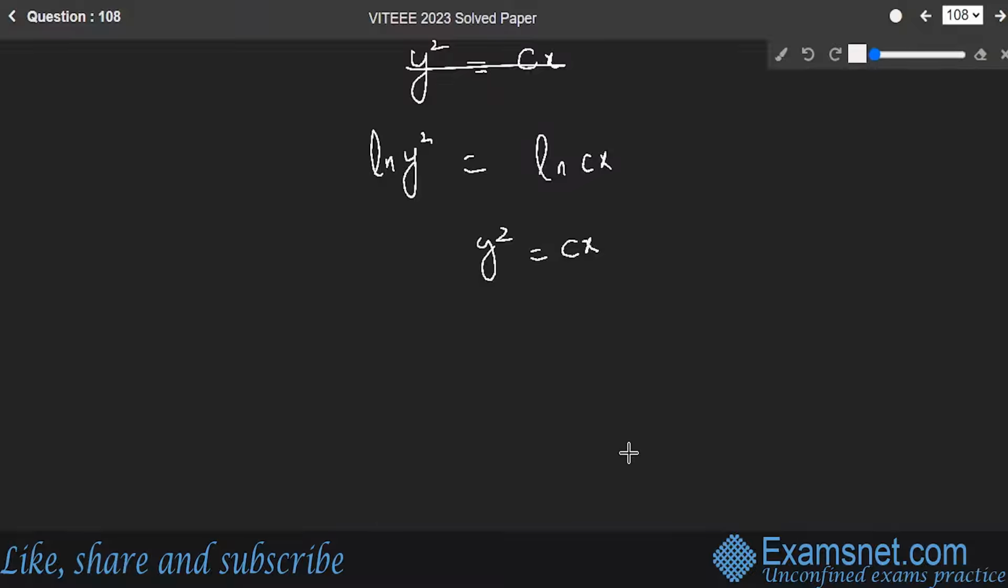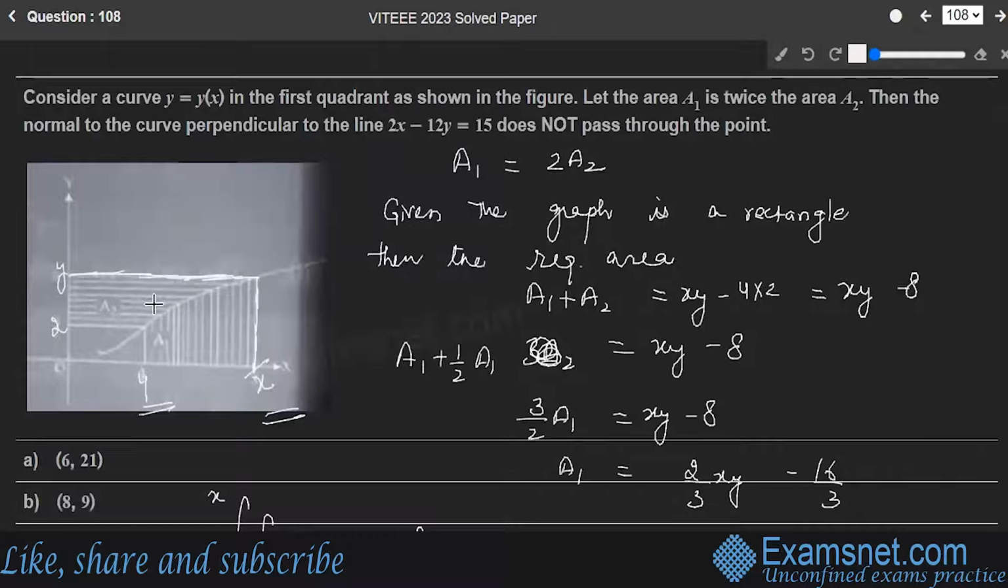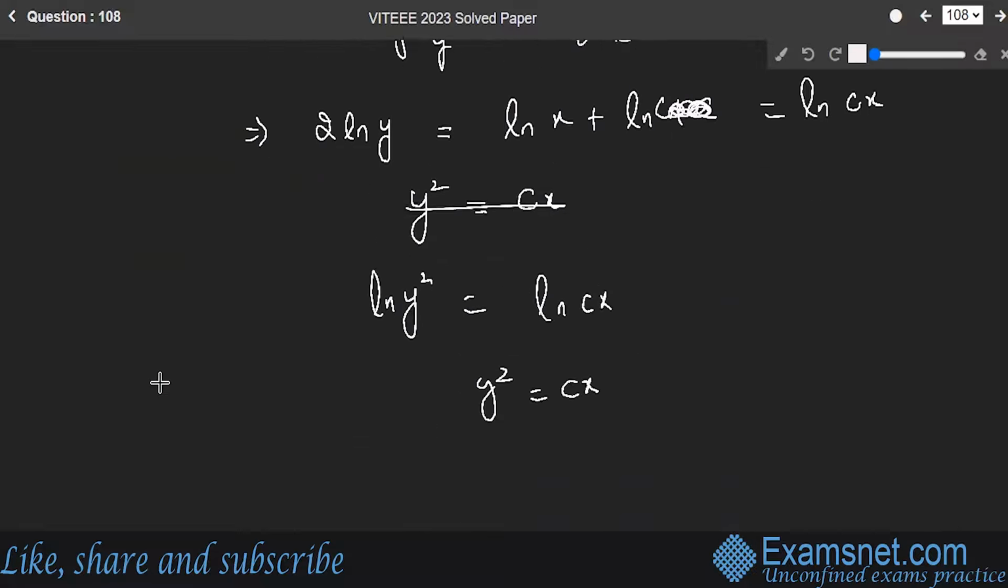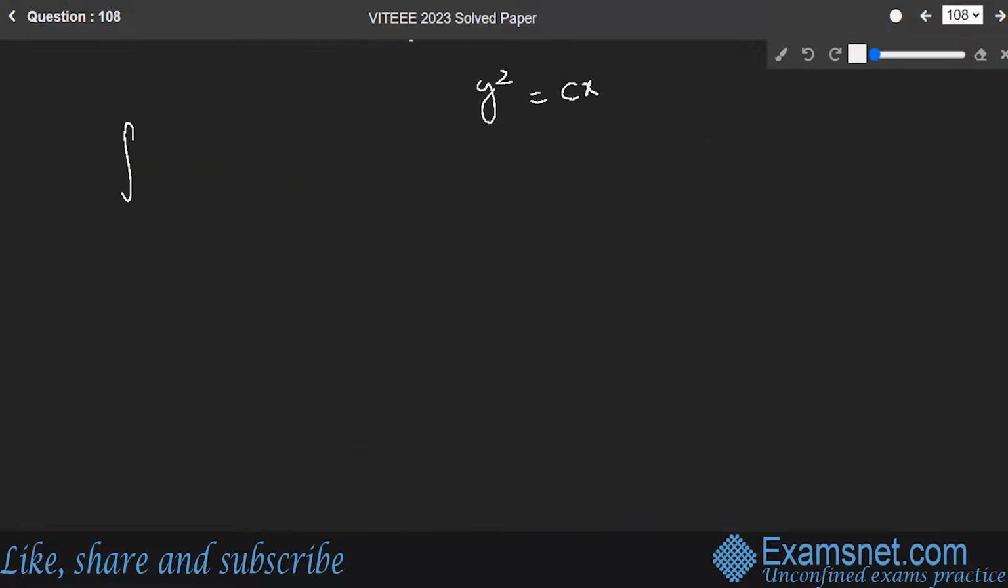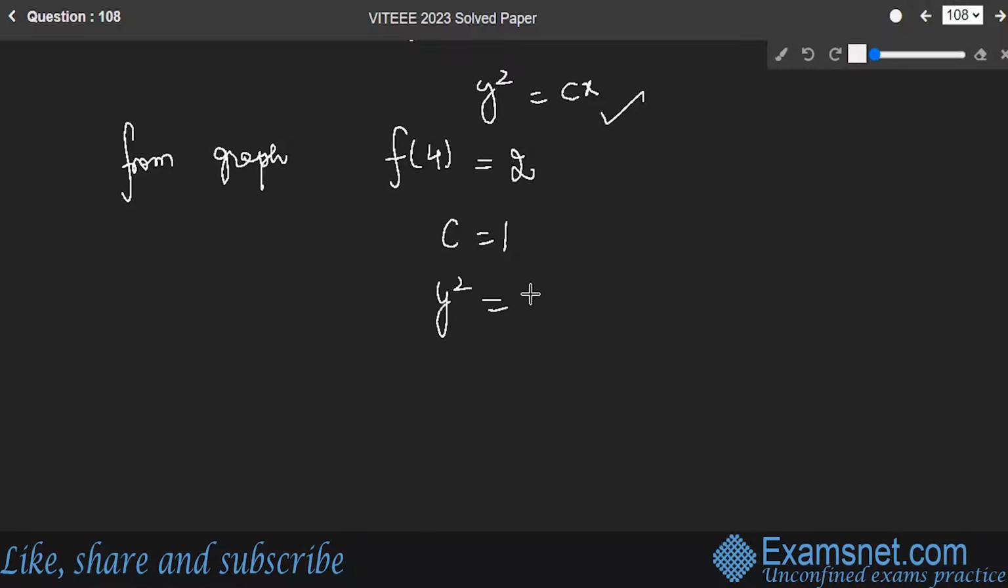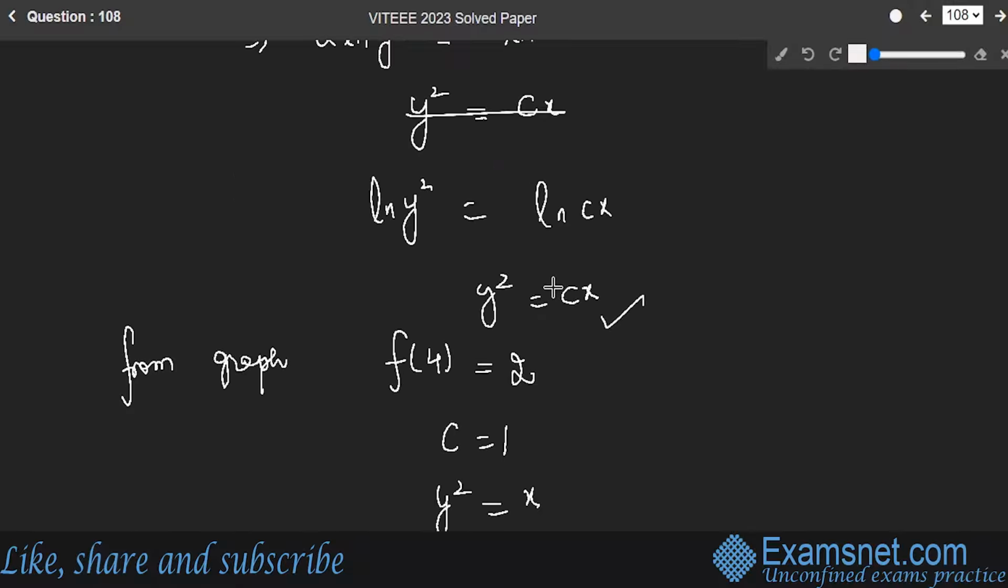Now, from the given graph, you have f of 4. See, f of 4 is equal to 2, right? From the graph, you have f of 4 equal to 2, which gives you c equal to 1 from here. So from this equation you have y square equal to x.